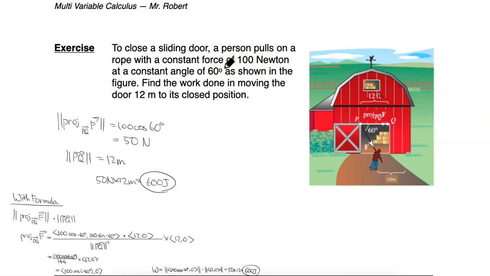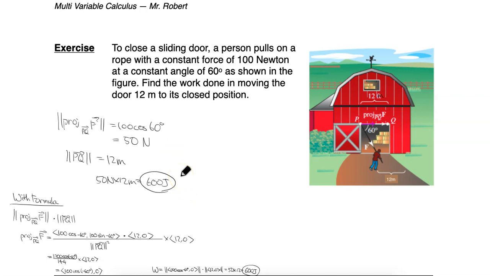So quite a bit of the energy here is lost, if I can say. So first we can find the projection of F onto PQ. That is actually quite easy just using geometry, because we know that the projection would be that vector here, and it's easy to figure out that it's 100 times cosine 60 degrees, so it's 50 newtons. Since PQ is 12, we find 600 joules.